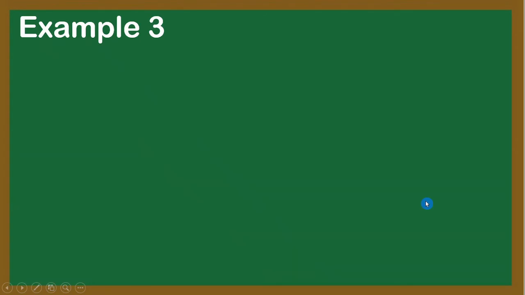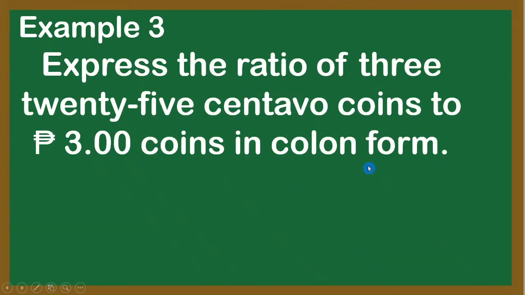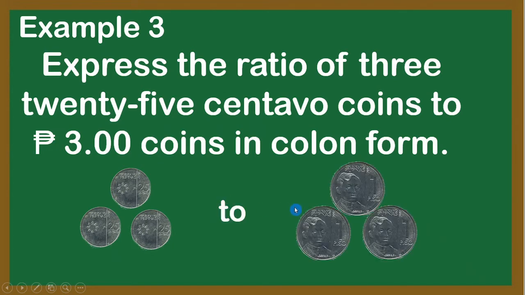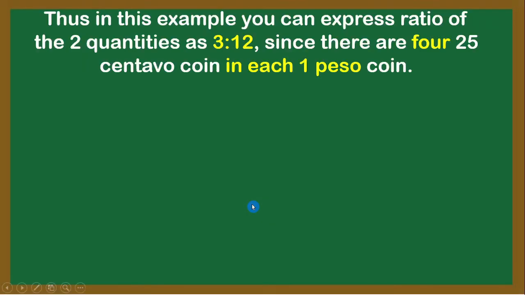Let us have example number 3. Express the ratio of 3 25-centavo coins to 3 peso coins in column form. Now let us have 25 centavos. There are 1, 2, 3. And 1, 2, 3 peso coins. Thus, in this example, you can express the ratio of the two quantities as 3 is to 12, since there are 4 25-centavo coins in each 1 peso coin.